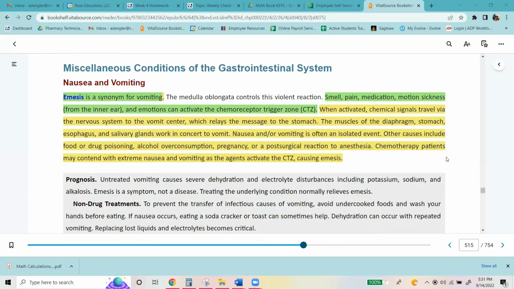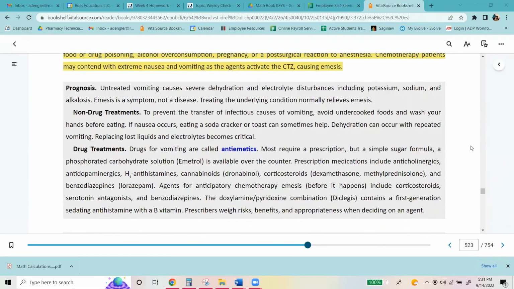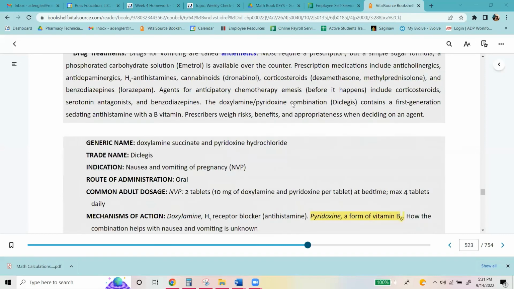Nausea and or vomiting is often an isolated event. Other causes include food or drug poisoning, alcohol overconsumption, pregnancy, or a post-surgical reaction to anesthesia. Chemotherapy patients may contend with extreme nausea and vomiting as the agents activate the CTZ, causing emesis. Drugs for vomiting are called anti-emetics. Most require prescription, but a simple sugar formula like Emetrol is available over the counter.